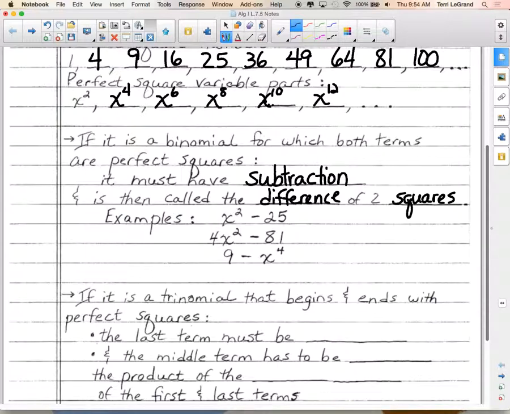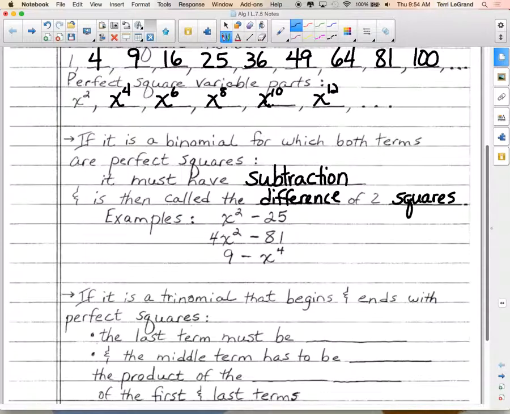Examples. x squared minus 25. Does it pass the test? Yes, because it's a binomial and it has a positive and a negative. So what operation does it have to have? Subtraction. What else does it have to have? A perfect square at the beginning and at the end. And are x squared and 25 both perfect squares? Yes. Okay, how about 4x squared minus 81?